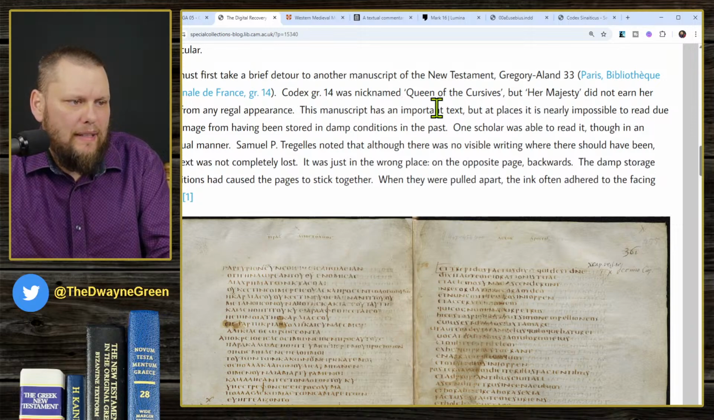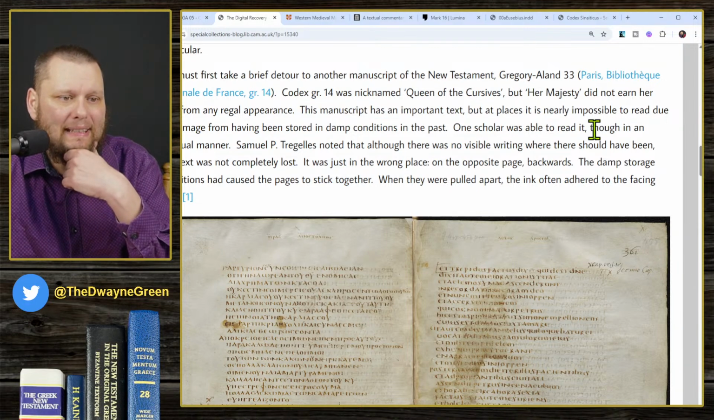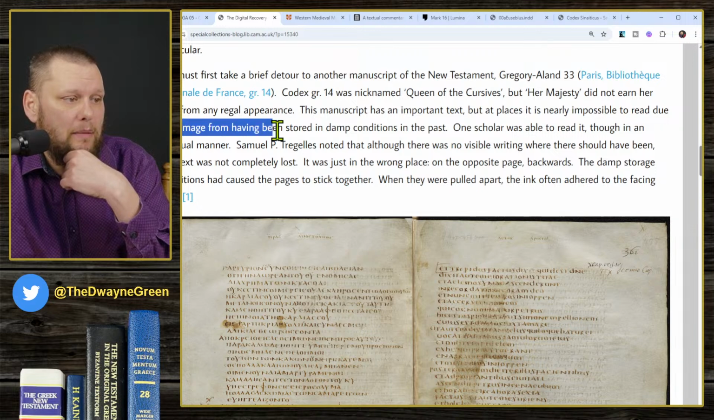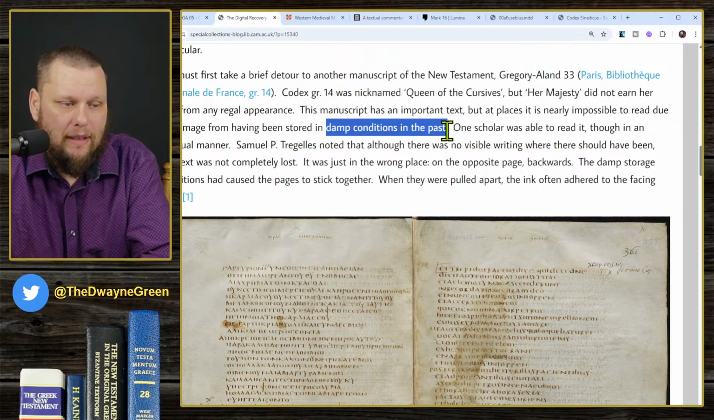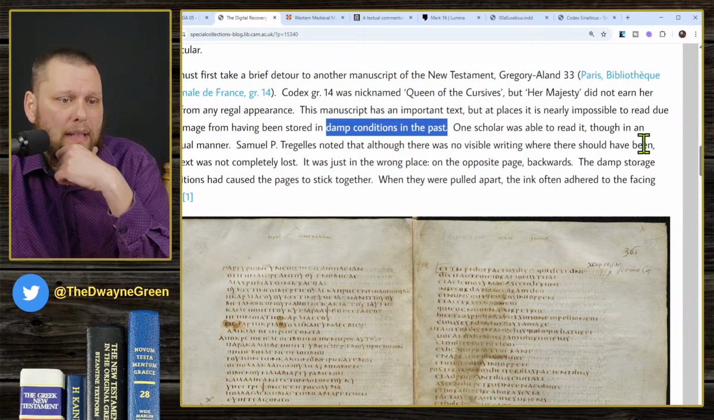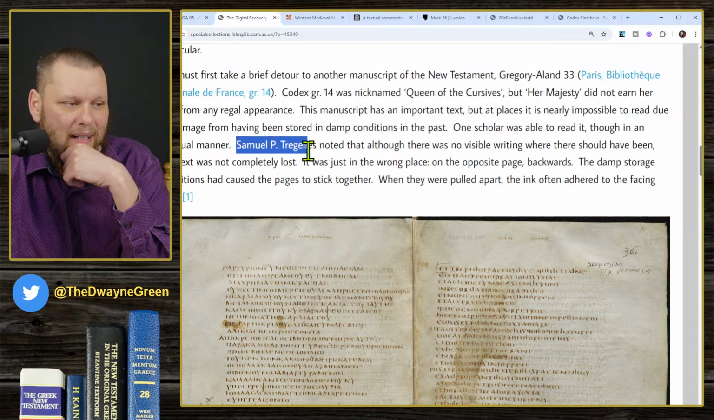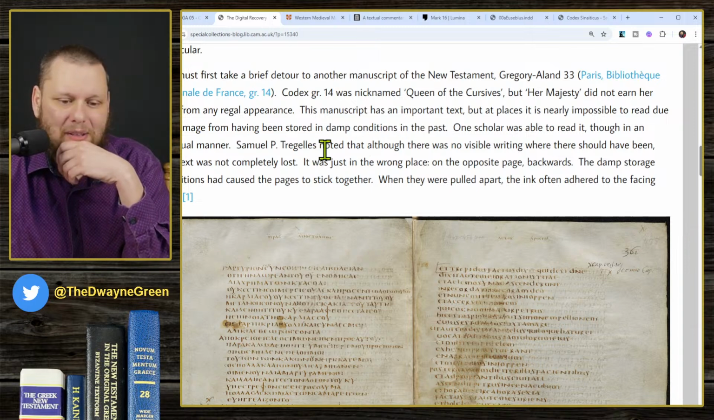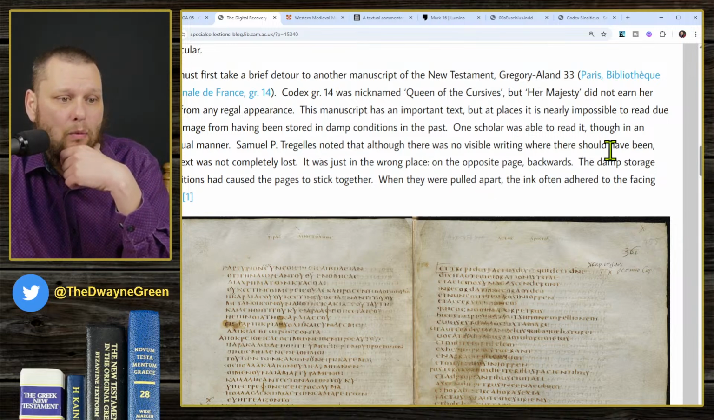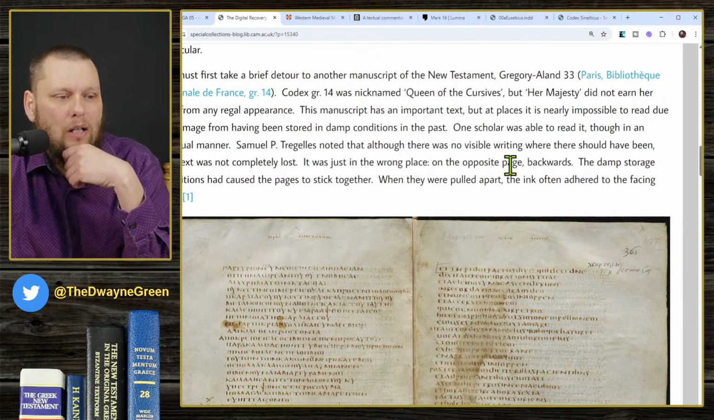Codex Greek 14 was nicknamed the Queen of the Cursives, but Her Majesty did not earn her title from the regal appearance. This manuscript has an important text, but at places it is nearly impossible to read due to damage from having been stored in damp conditions in the past. Now this is key. I know we'll relate this to Codex D in a second. One scholar was able to read it, though in an unusual manner. Samuel P. Tregelles, a popular name in 1800s text critical circles, noted that although there was no visible writing where there should have been, the text was not completely lost. It was just in the wrong place.